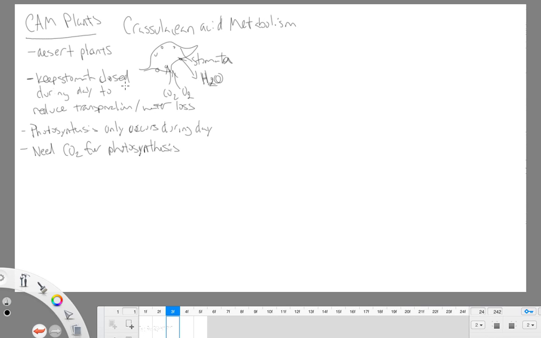But if you have open stomata during the day, you are going to lose water, and potentially it could be a big detriment, especially if you're in an area like a desert that doesn't have a lot of water, right? So you want to try and conserve your water. So it's almost like a catch-22. What are our desert plants supposed to do? Well, luckily, they have developed this process that we refer to as CAM, or crassulacean acid metabolism.